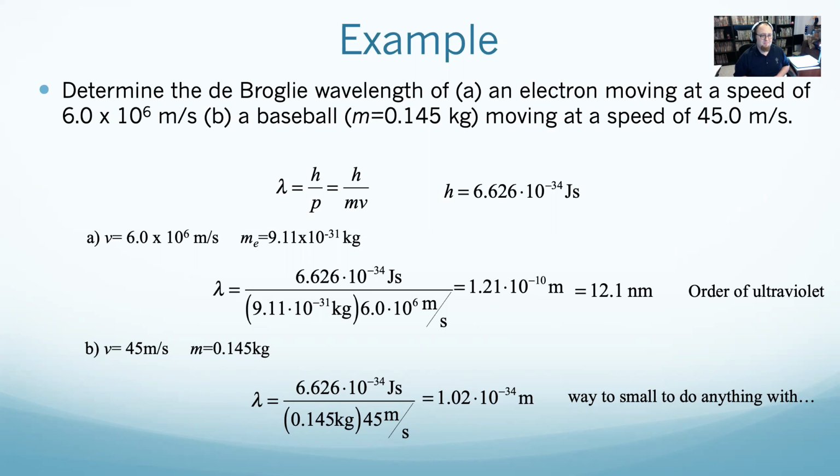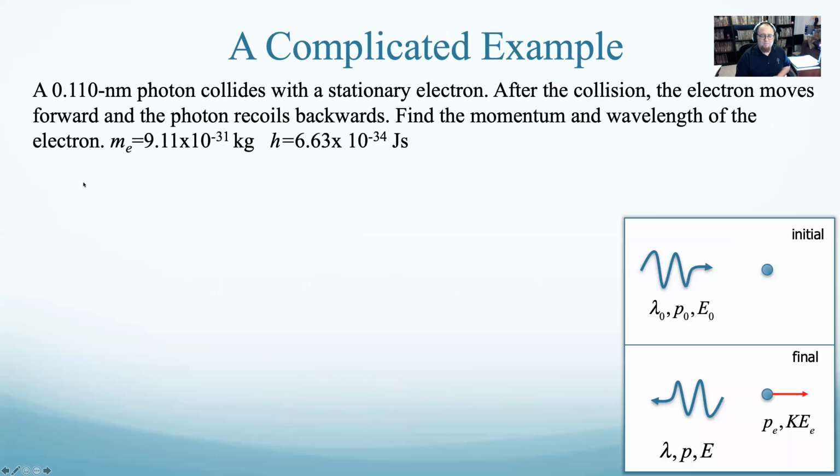Okay, so let's do a complicated problem, and then I'll move on. Let's say a photon with a wavelength of 0.110 nanometers collides with a stationary electron. After collision, the electron moves forward because it just got hit, and the photon recoils backwards. Find the momentum and wavelength of the electron. I did not write this problem.